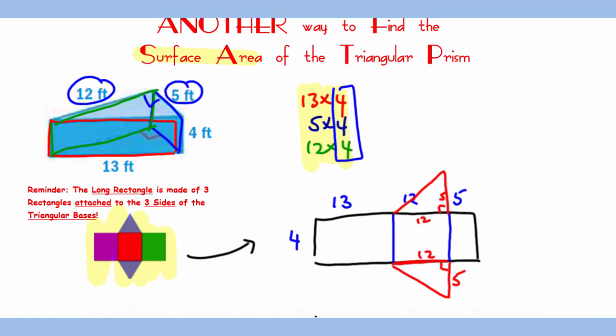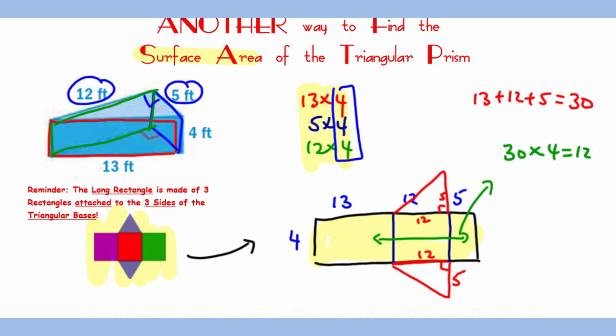So instead of solving each part separately like the previous slide, why don't we just consider this as one big rectangle and add the sides together, which is 13 plus 12 plus 5. That gives you 30, and that will give this whole rectangle a length of 30 by 4, which is 120.